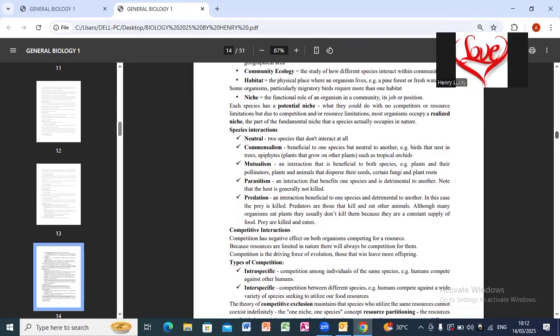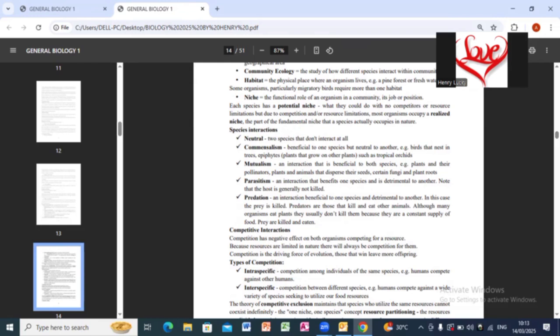Number one is the intraspecific competition, which is a form of interaction among individuals of the same species where they compete against each other, where human competes against human. An example is if you have a POS business, and you have about three persons doing POS within that same row, definitely there's going to be competition. But interspecific is a competition between different species. For example, humans compete against a wide variety of species, seeking food and sovereignty.